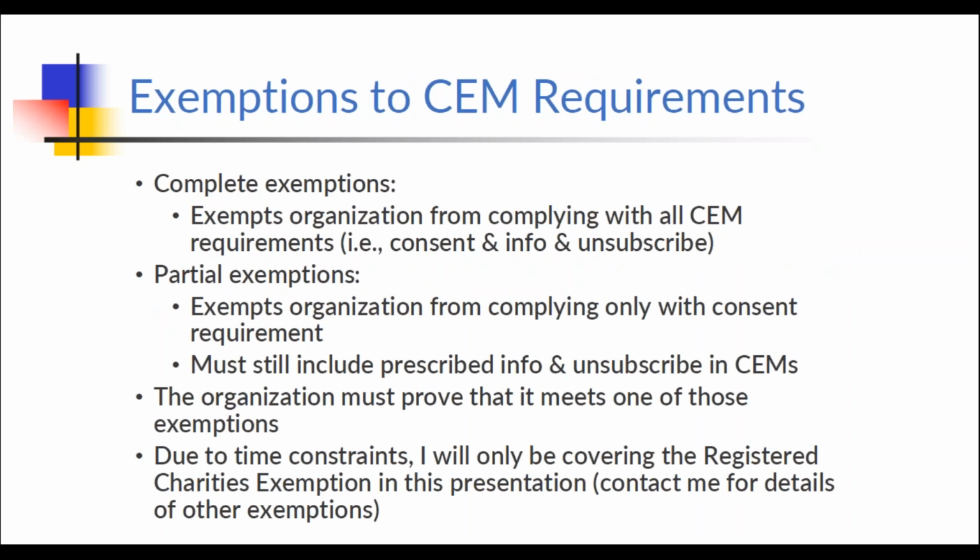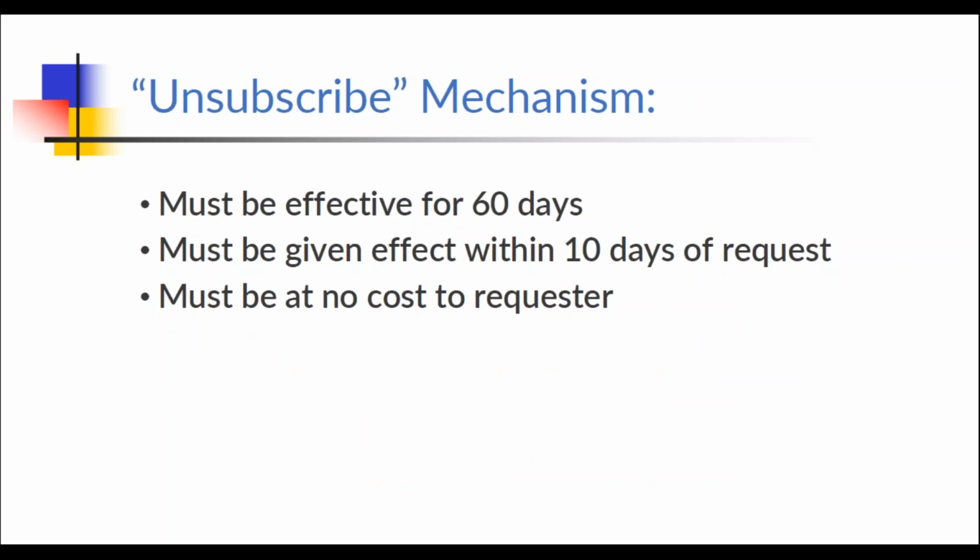Now, let's talk about exemptions. Before I go on to the exemptions, I just want to summarize. As I mentioned earlier, the three requirements to comply with CASL are as follows. You have to make sure that you get consent before you click send, and that consent could be either express or implied, based on what CASL says is implied consent. You have to include the prescribed information that I mentioned earlier, identifying who you are, etc., and you have to have an unsubscribe mechanism in each CEM.